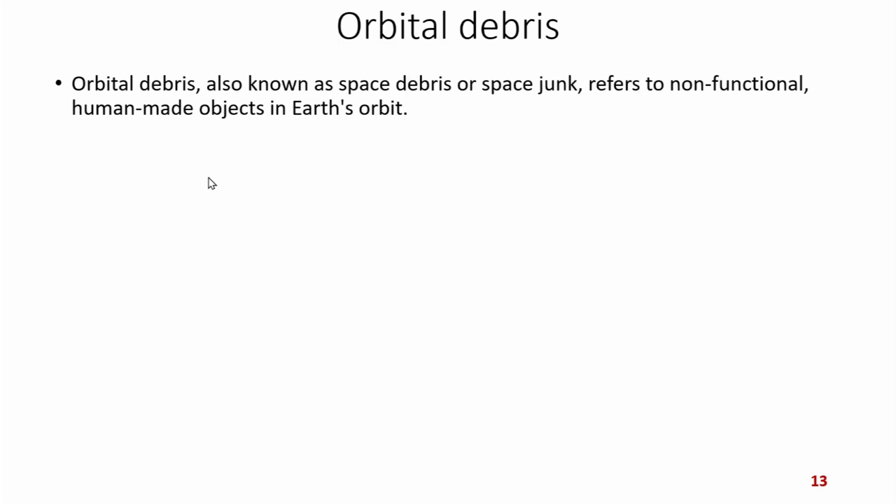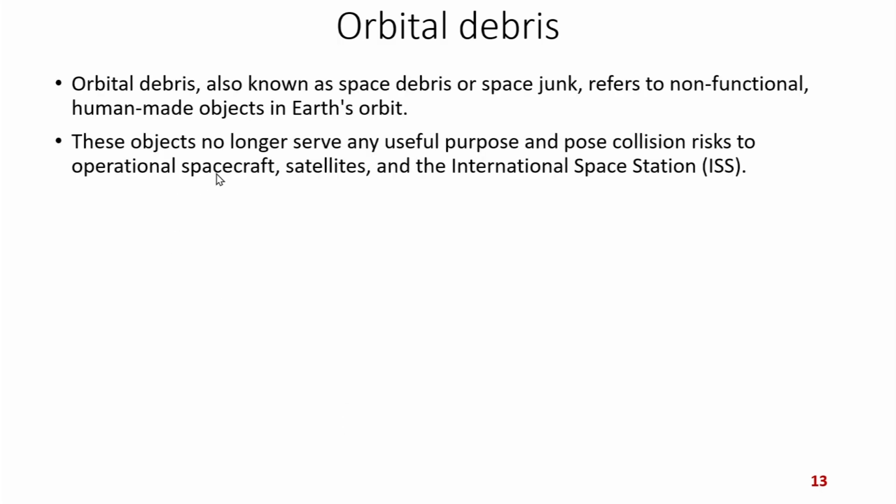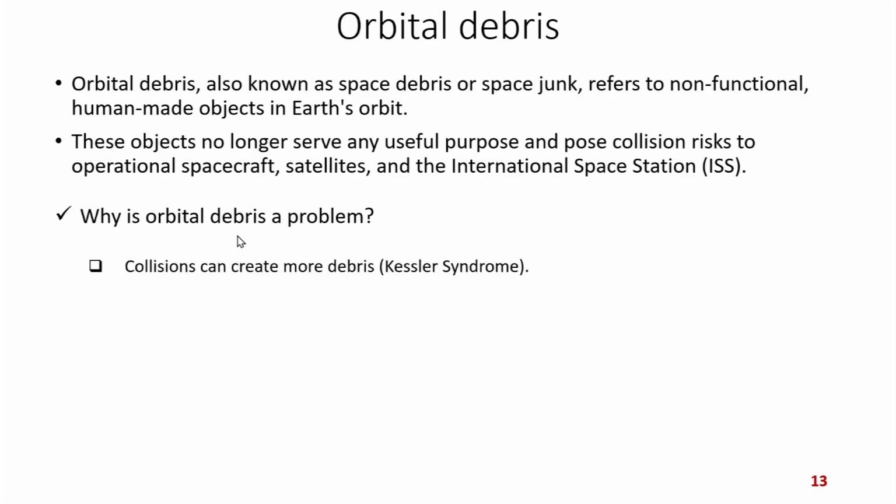Now, we will start a new topic that we will discuss in more detail in the next session. I will just introduce it here. Orbital debris, you already know what it is, so these definitions are known. Debris means it is no longer doing any useful services, and it poses collision risks to operational spacecraft and the International Space Station. So, why is it a problem? Because collisions can create more debris.